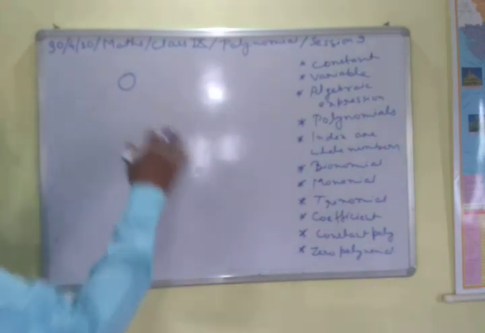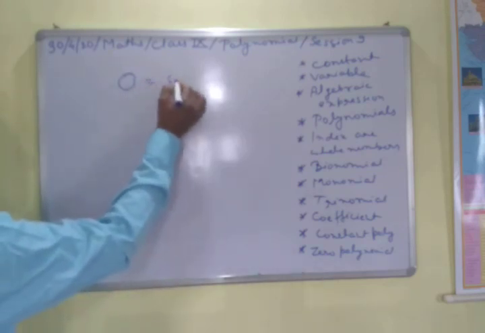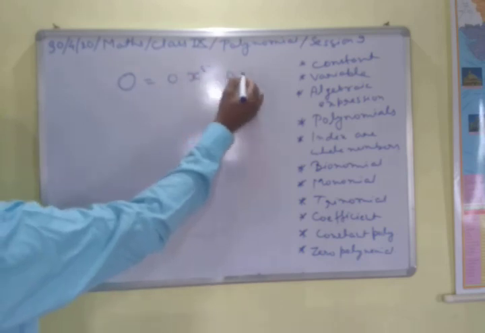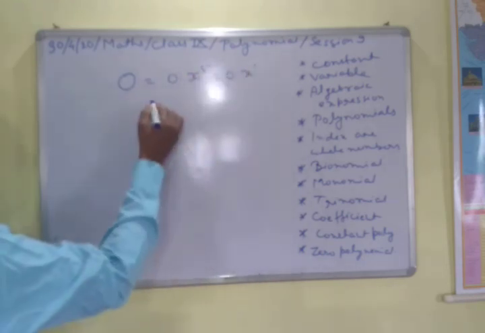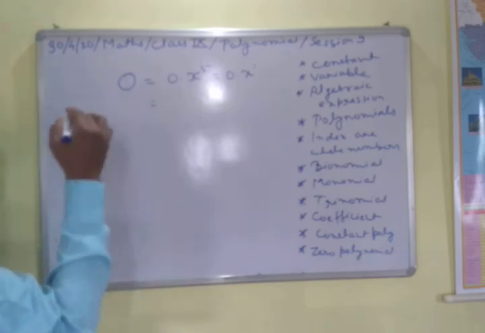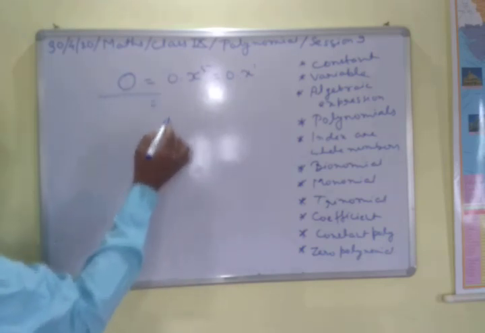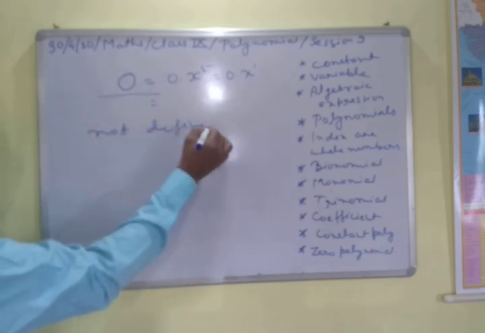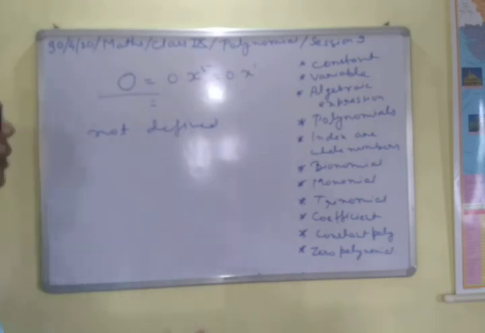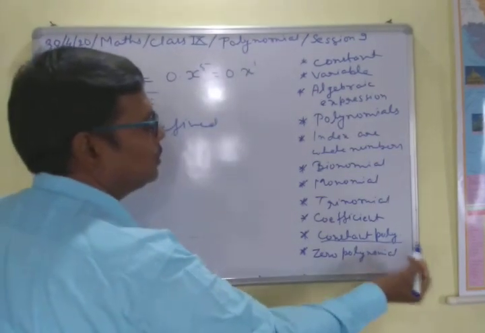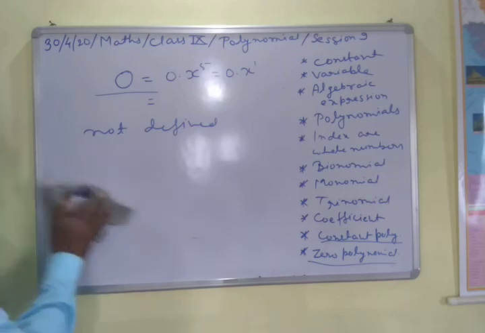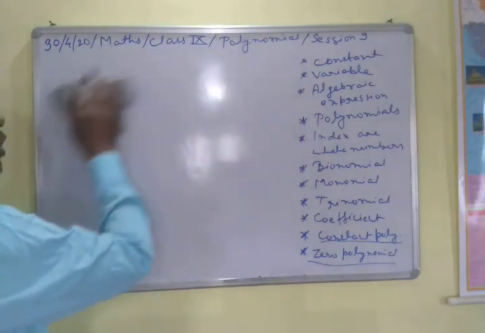Because in this polynomial the degree is not defined, because you can write 0 as 0 times, suppose, x to the power 5, or you can write 0 times x to the power 1. So in this case the degree may be anything. That is why the degree of the 0 polynomial is not defined. So remember this: for the constant polynomial the degree is 0, and for the 0 polynomial the degree is not defined.